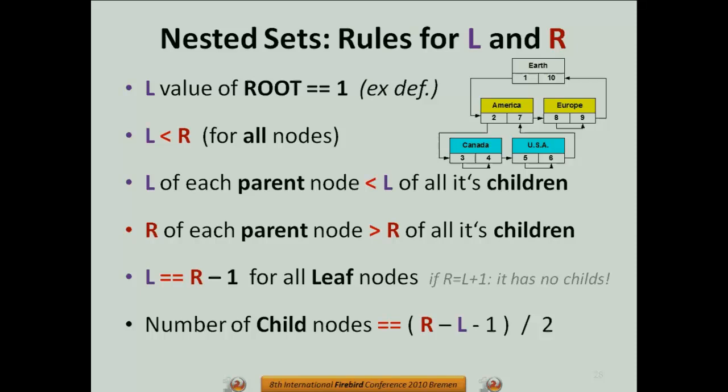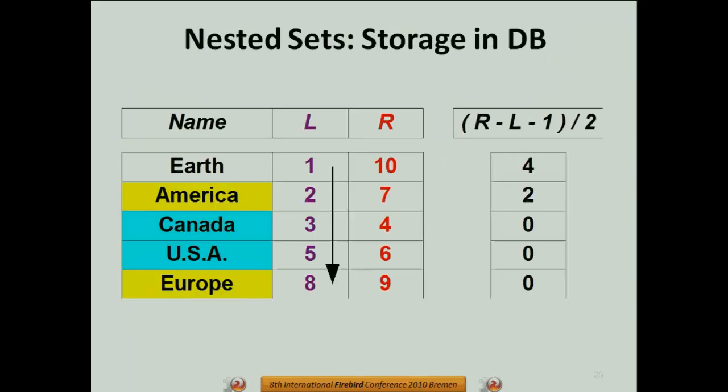And actually, this gives a nice trick how you can calculate the child node number of every node in that tree. You see here Earth has 1 and 10. 10 minus 1 is 9. Then you have another minus 1. That gives you 8. And you just divide that by 2, which is 4. So this means that Earth has 4 nodes beneath it. Cool thing that you can do with normal trees.